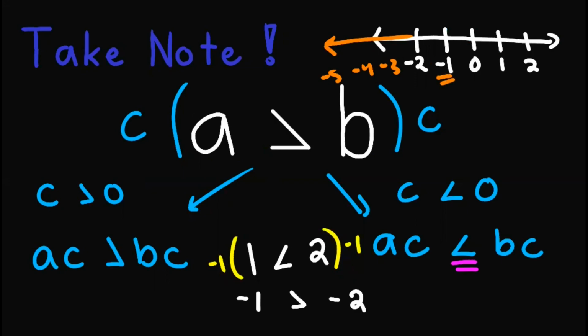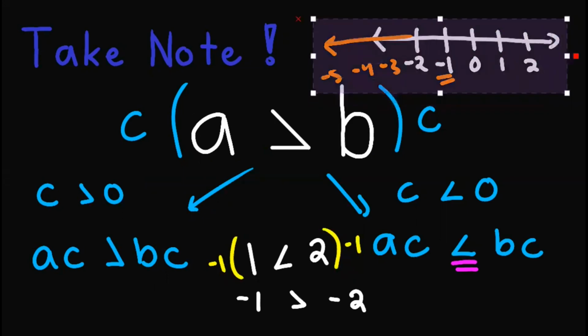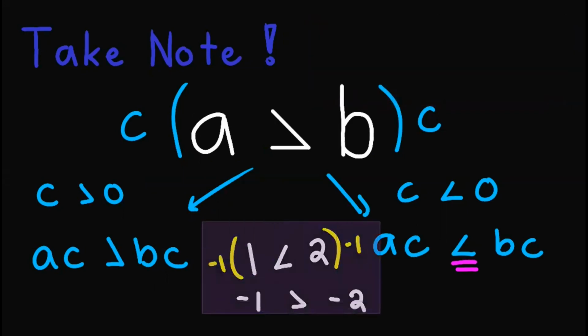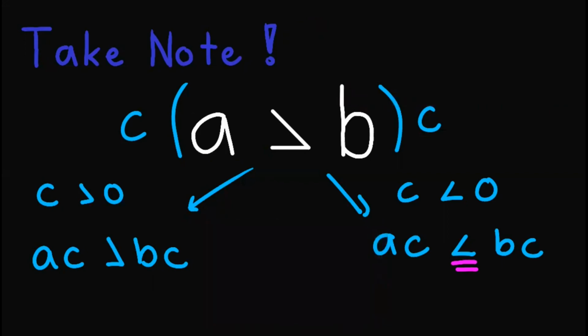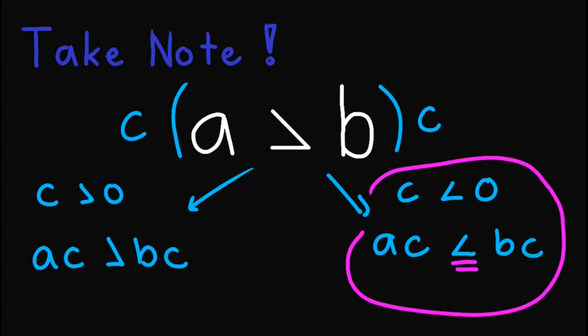So that is how it works. I hope you got the message across out there. So just take note of these two cases, especially this case out here. Whenever we multiply by a negative, we always reverse the sign of the inequality.